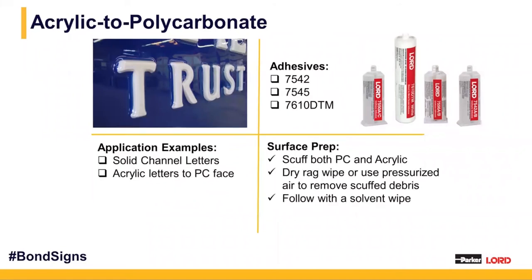You can use one of 3 urethane adhesives for cross-bonding acrylic to polycarb, and these are the 7542, the 7545, and the 7610 DTM. The 7542 and the 7545 are very similar products. The difference between them is viscosity and UL approval.